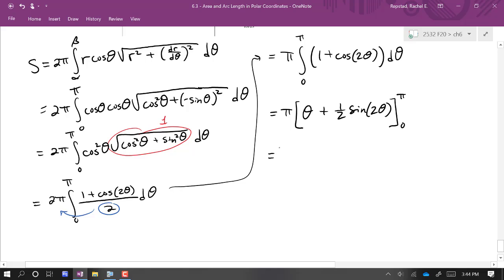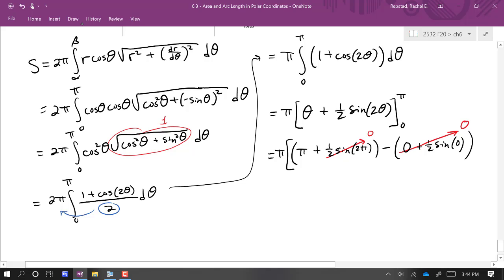Now we can throw those in there. So when we put in pi, we get pi plus 1/2 sine of 2 pi, minus, when we plug in 0, we get 0 plus 1/2 sine of 0. Sine of 0 is 0, so this whole term here zeroes out. Sine of 2 pi is also 0, so just that part zeroes out in the first term, and we get pi squared. There's our surface area. Huzzah! We did it.